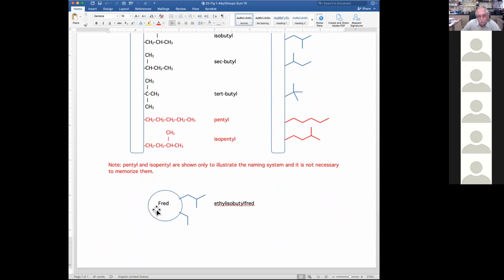And so just to give you an idea, if this molecule was named Fred, that was its real name, then you could call this an ethyl Fred, and a 1, 2, 3, 4 total, so that's butyl. And it's split on the end, so it's isobutyl. So ethyl isobutyl Fred. Just to give you an idea how the alkyl groups work.